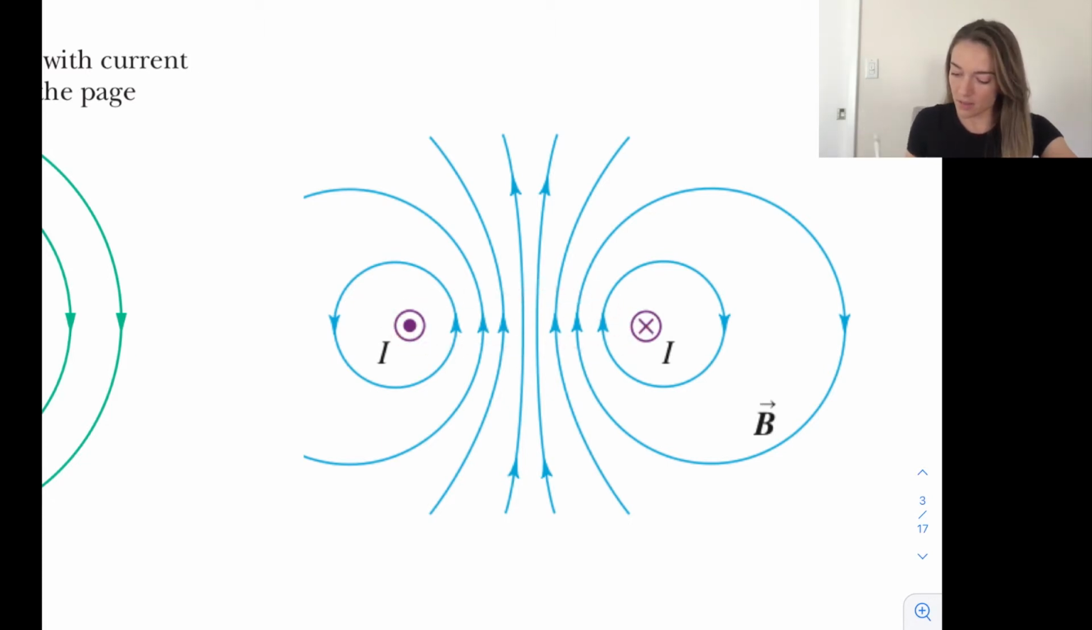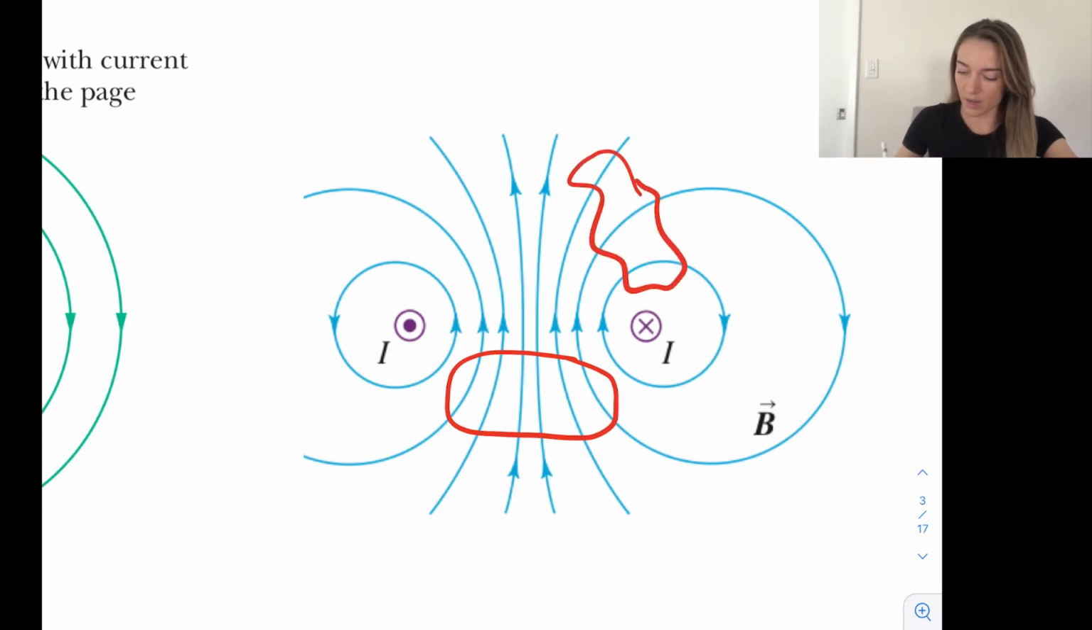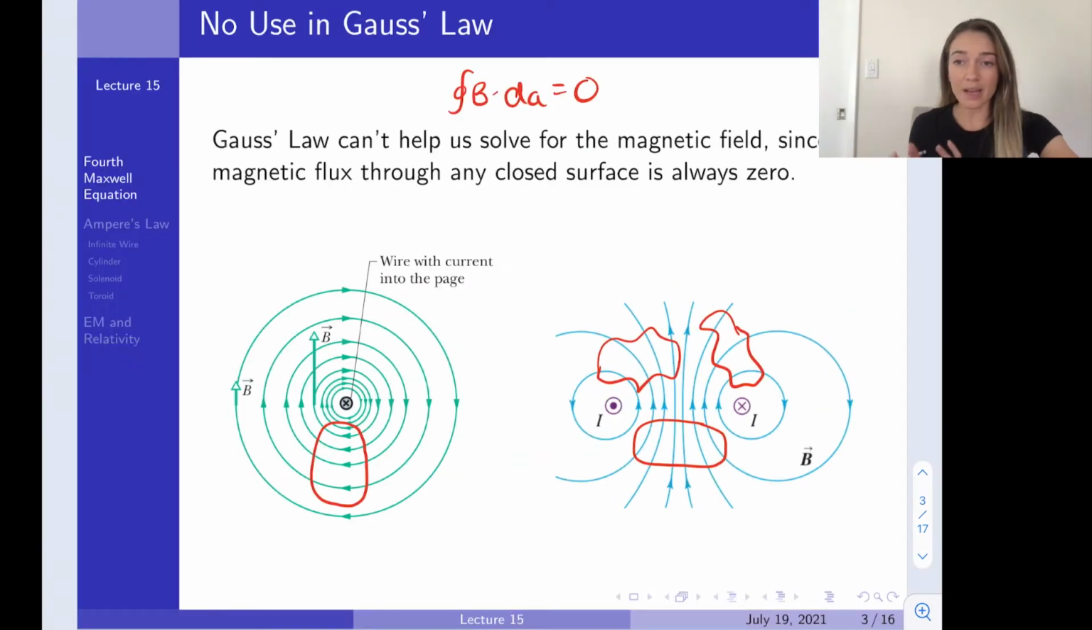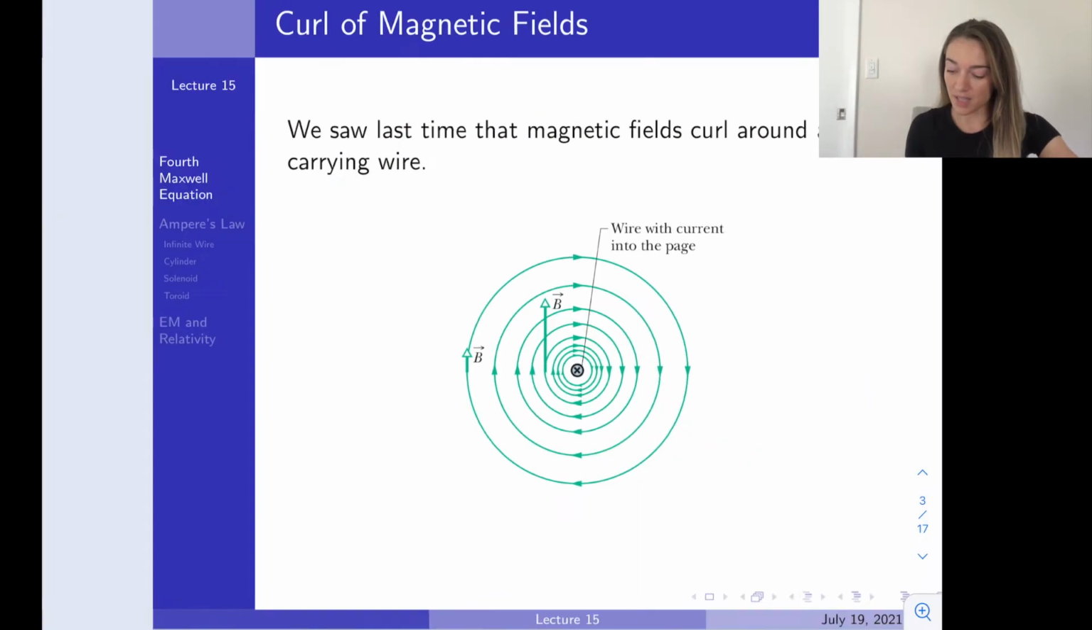The same thing. Anywhere I draw my surface, you can see that the field lines going in are the same number as the field lines going out. And that's going to be true no matter what sort of shape I draw, no matter where I draw it. So Gauss's law won't help us solve for the magnetic field in the case of magnetostatics.